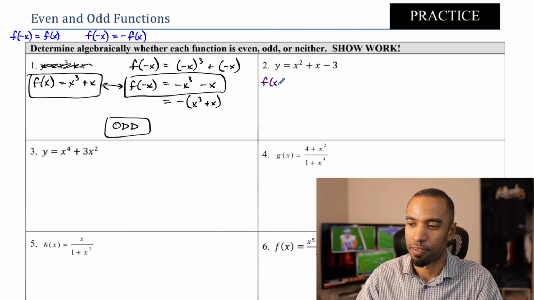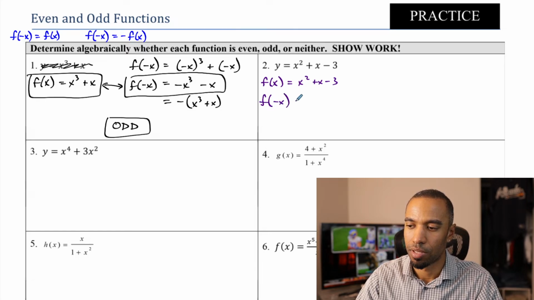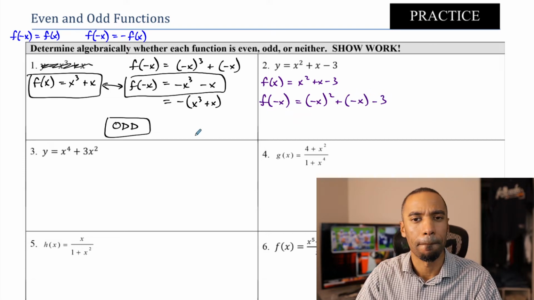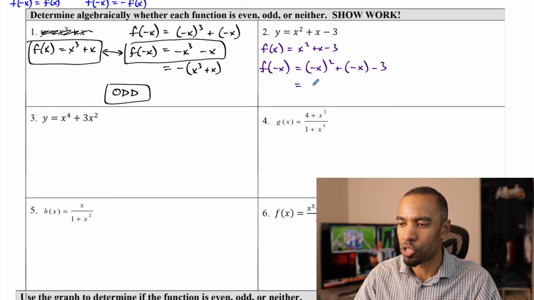Once again, this is an f of x. So f of x equals x squared plus x minus 3. Let's see what happens when we do f of -x. So now we're going to square a -x. We're going to add a -x. And then, of course, there's the minus 3. Okay. -x quantity squared gives you x squared.